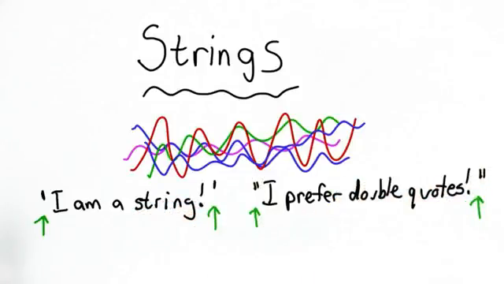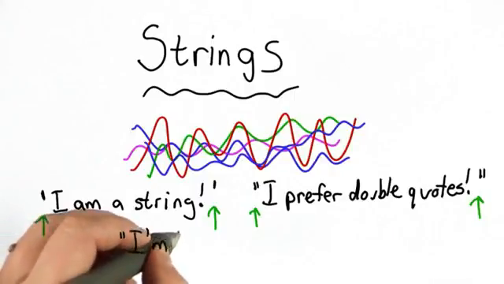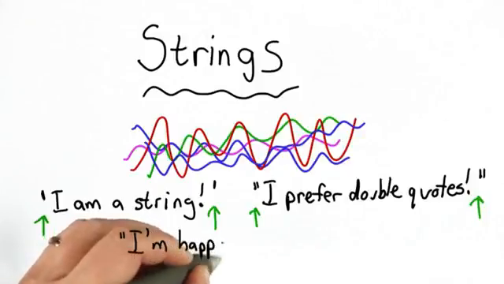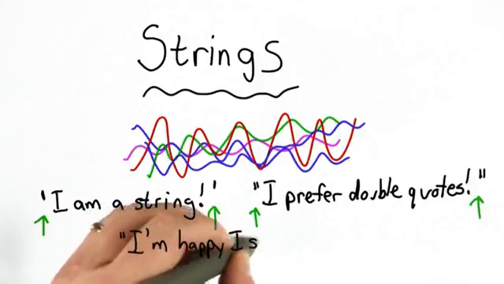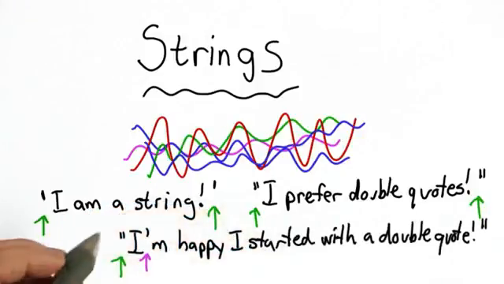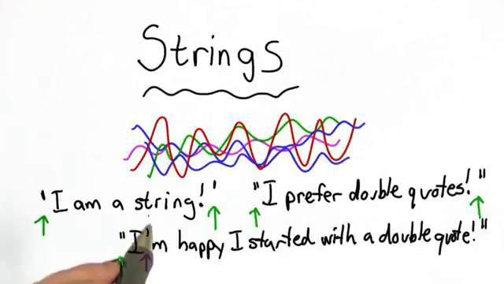And that's actually a handy property because that means we can have the other kind of quote within our string. The string starts with a double quote. It contains a single quote inside it, but because we started with a double quote, that single quote doesn't end the string. That single quote is just like another character in the string. The string continues until the closing double quote.